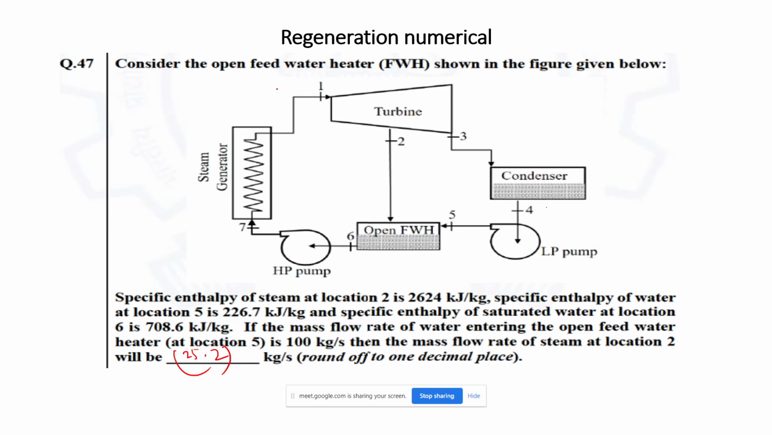Suppose entering here it is x kg, and here at H5 they have given 100 kg per second. Okay, so at every point, at 3, 4, it will be 100 kg per second only. So what will be remaining at point 2? X minus 100 kg per second. So just apply the energy balance here only. I'll draw that diagram here.